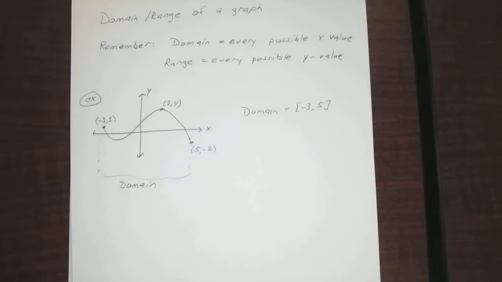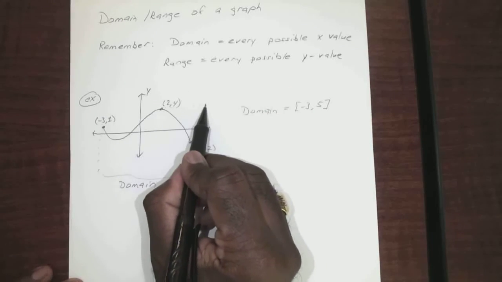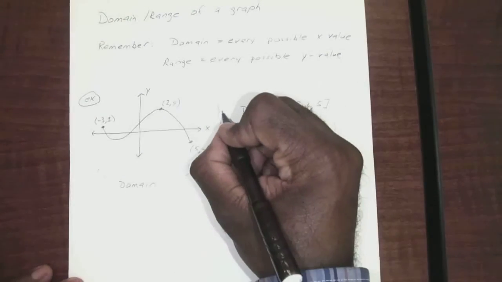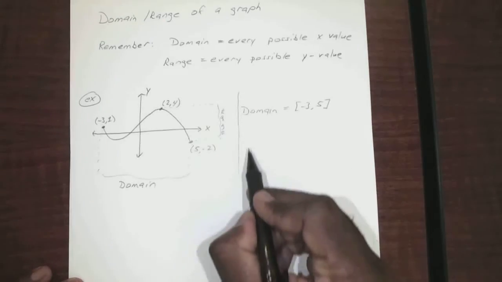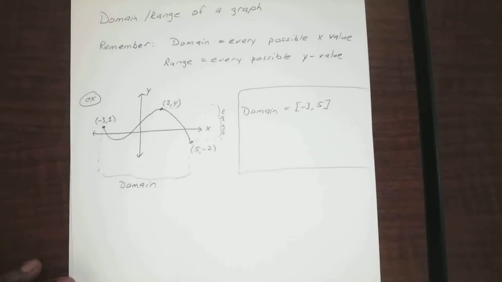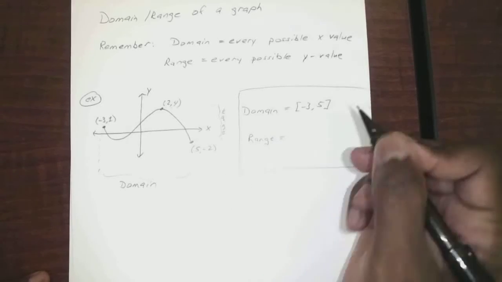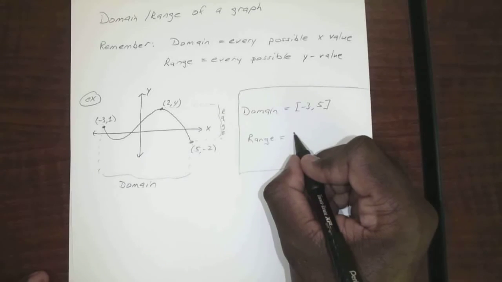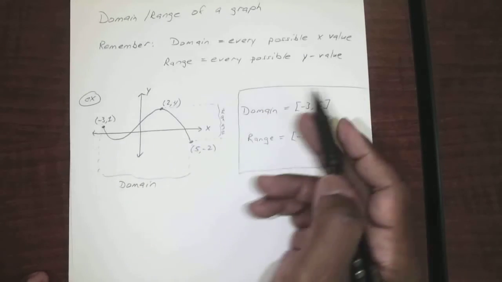Now your range is every possible y value, which means anywhere between there and there could be your range. Let me kind of separate that a little bit. Okay, so your range, your lowest value is -2. And your highest value is 4.